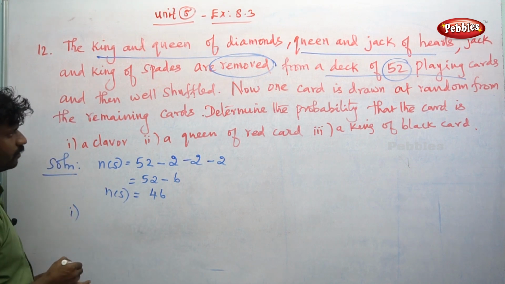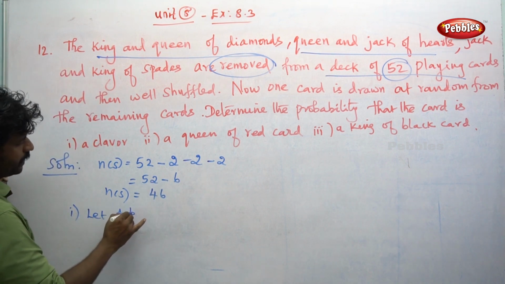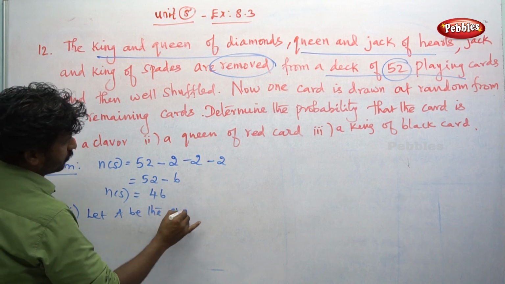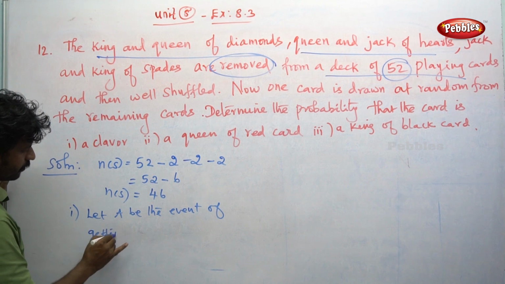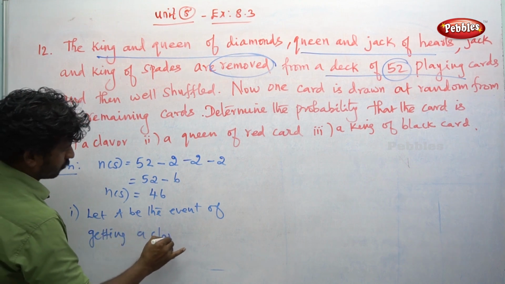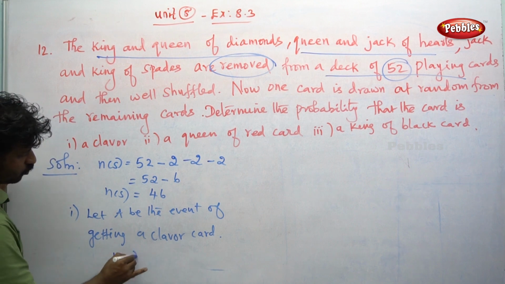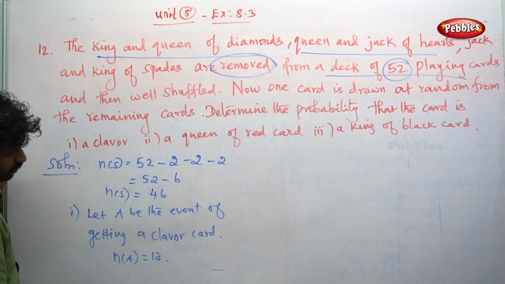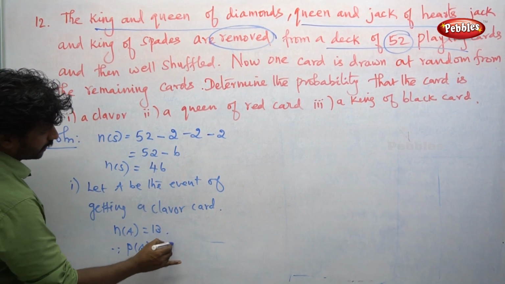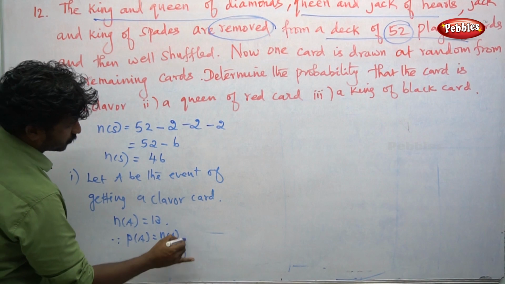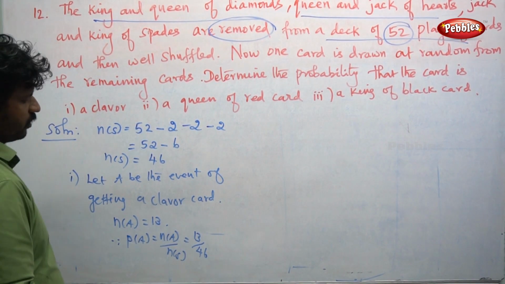Now see the first point. Let A be the event of getting a club card, right? So the n of A is equal to totally 13 cards are there, right? The club cards. Therefore P of A is equal to the n of A by n of S is equal to 13 by 46. 13 by 46.